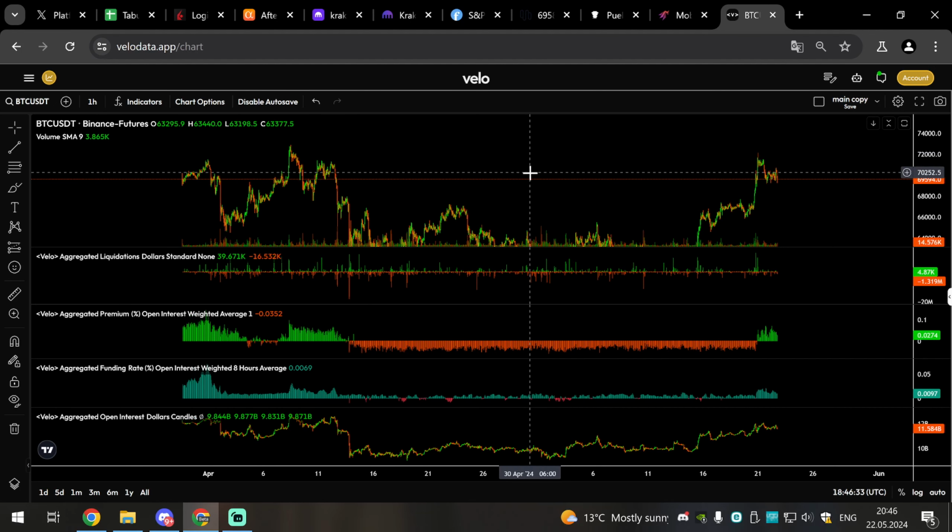And if you don't have access to paid tools, definitely make sure to use that. If you have any questions about this Velo or just this template, let me know.